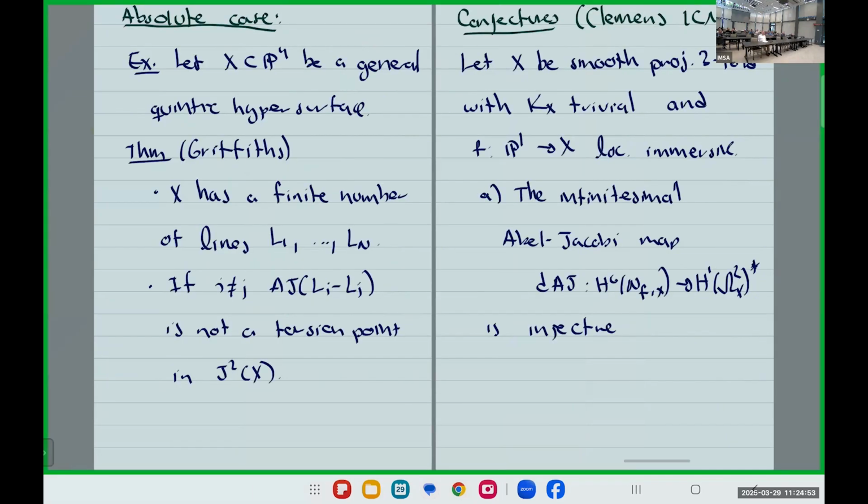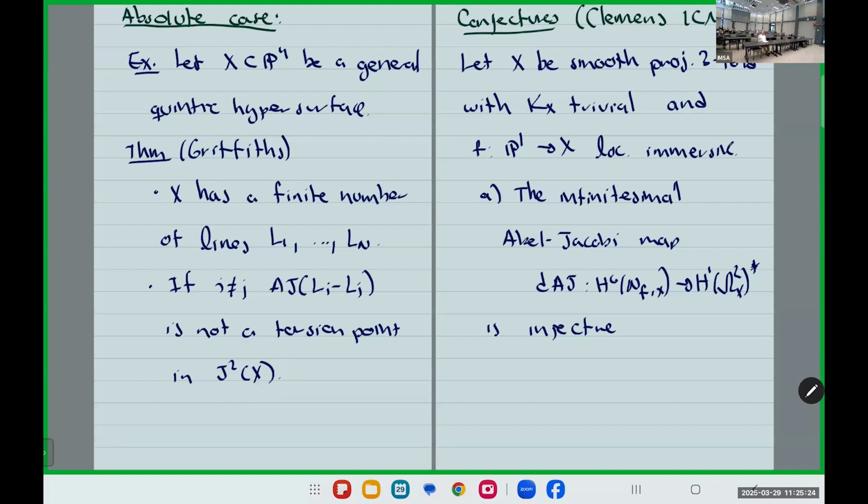So if you consider the absolute case, let X inside P4 be a general quintic hypersurface. A result of Griffiths is that it has only a finite number of lines, and that the Abel-Jacobi map of the difference of these lines is not a torsion point in the intermediate Jacobian.